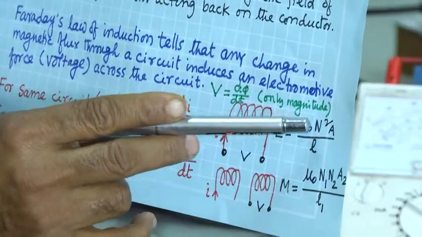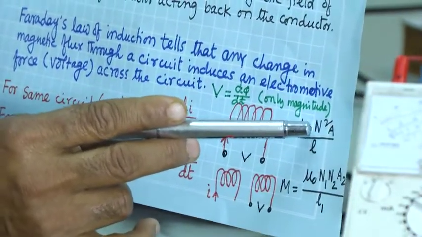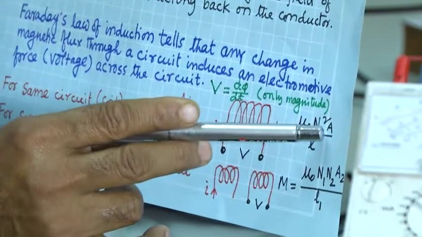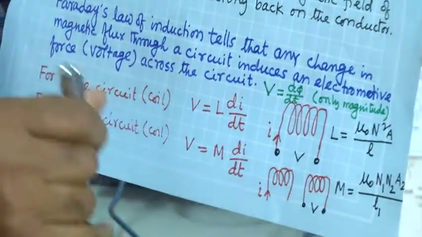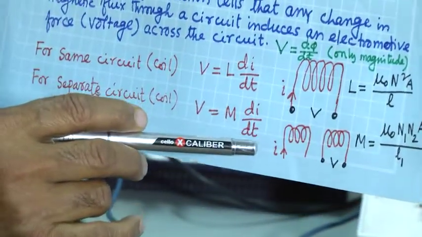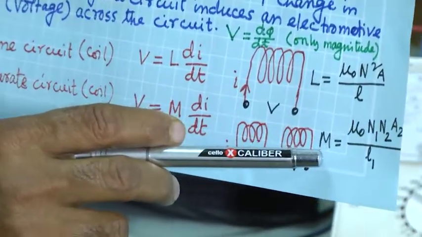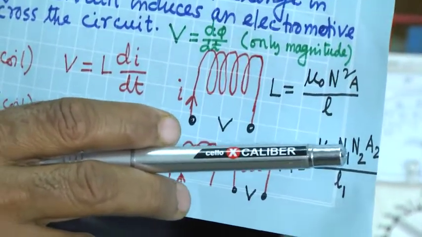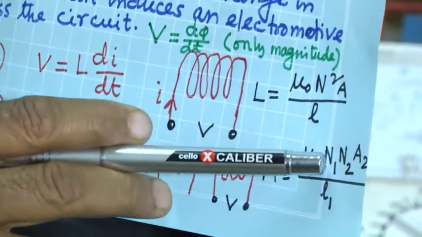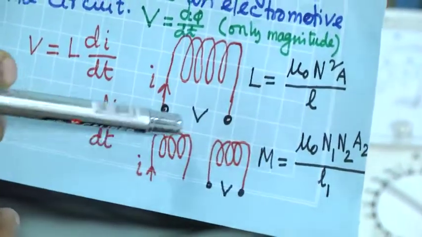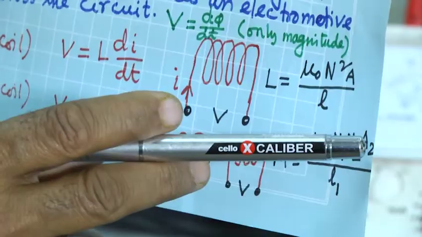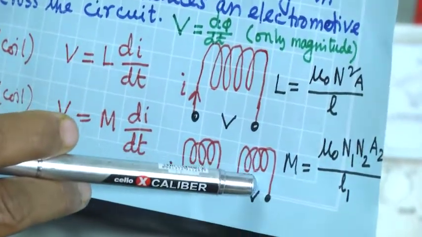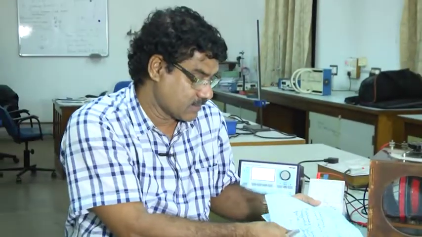So, small n is the number of turns per unit length into capital N again. This is why the 2n is coming, which I will tell you. Now for mutual inductance, this is mu 0 n1 n2 a2. The number of total turns here, L1 is the length of this one, n2 is the number of turns here, and a2 is the area of this coil. So, this is the expression for mutual inductance.